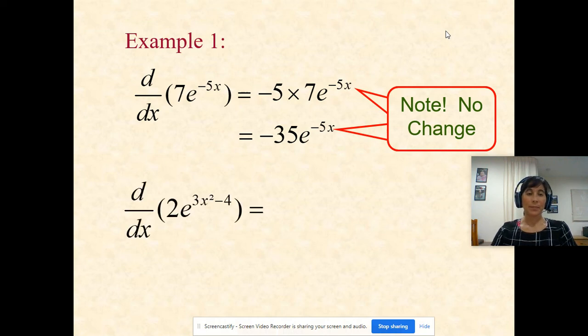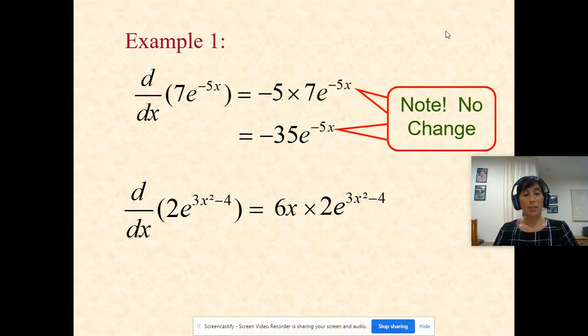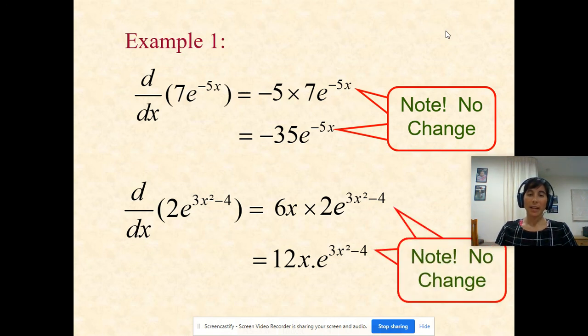Second example. Differentiate 2e to the power of 3x squared minus 4. Looking at the power, what we need to do first of all is differentiate that and put it out the front. So differentiating, we'd get 6x to the power of 1, and then all we do is write down that whole function, including that 2 there obviously, and then we simplify. That would end up giving us 12x times e to the power of 3x squared minus 4. Again, noting that the exponential function looks the same.